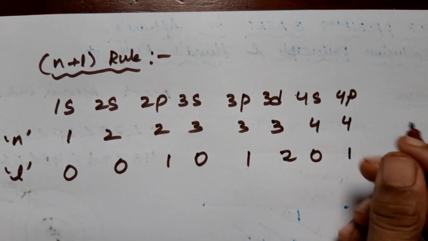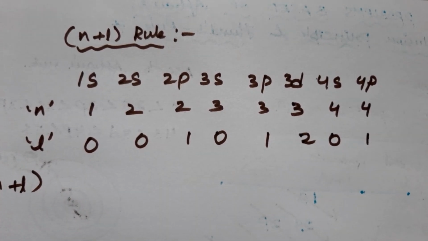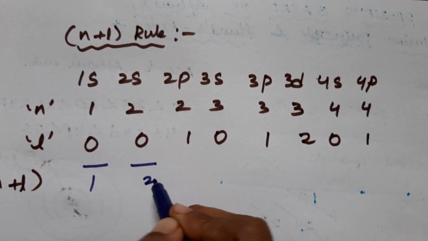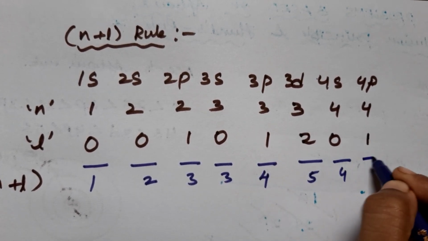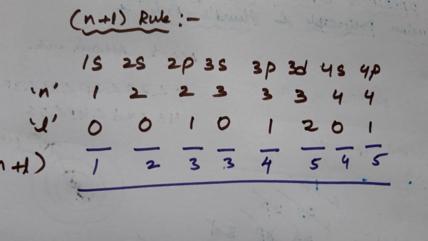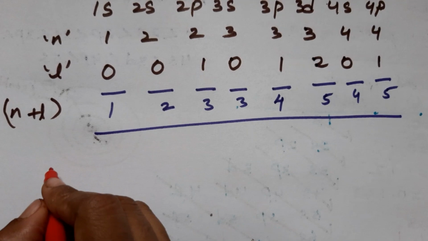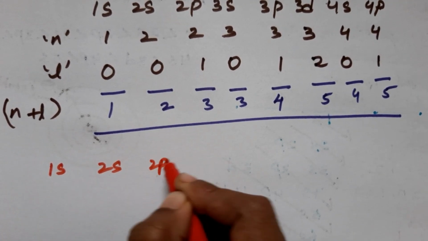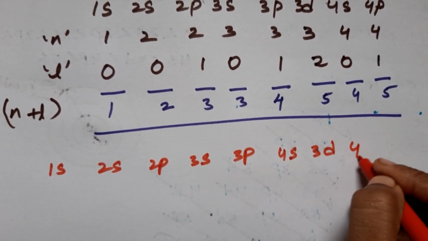p means 1. On adding this n plus L, we are getting 1, 2, 3, 3, 4, 5, 4, 5. We are getting these n plus L values. Electron enters the orbital where the n plus L value is low. That means here the lowest energy is. How the electrons are filling: 1s, 2s, 2p, 3s, 3p, 4s, 3d, 4p.